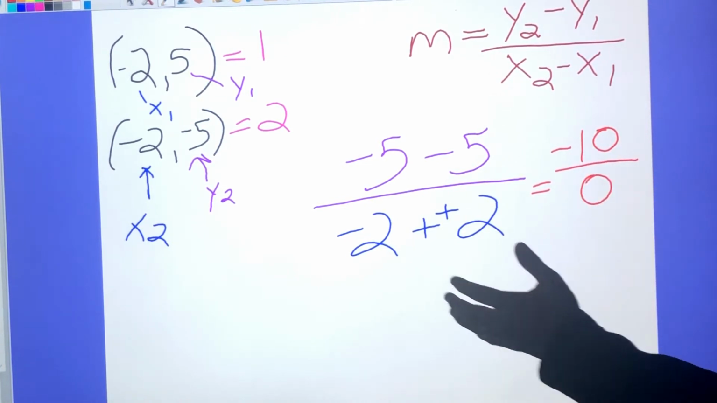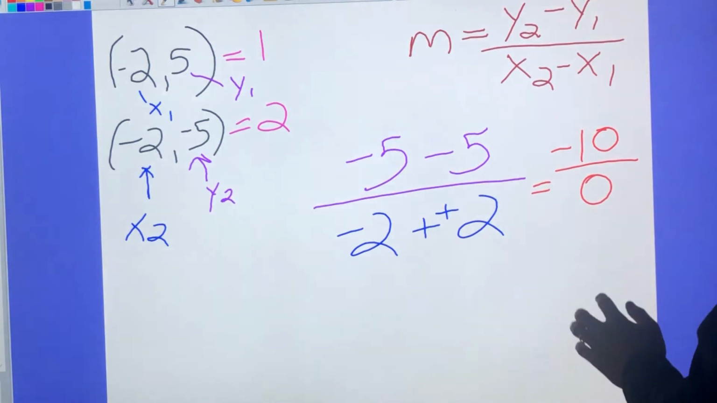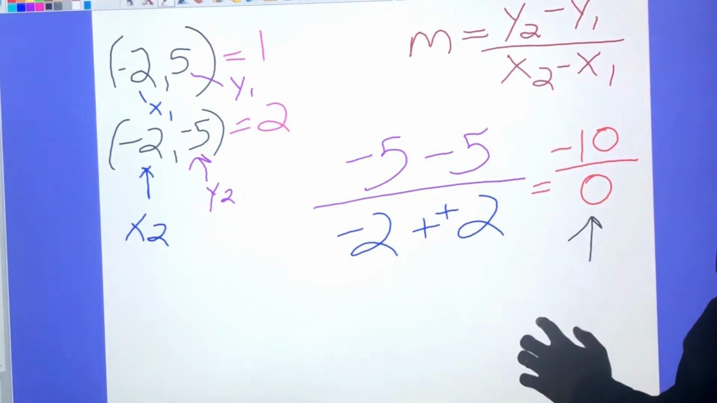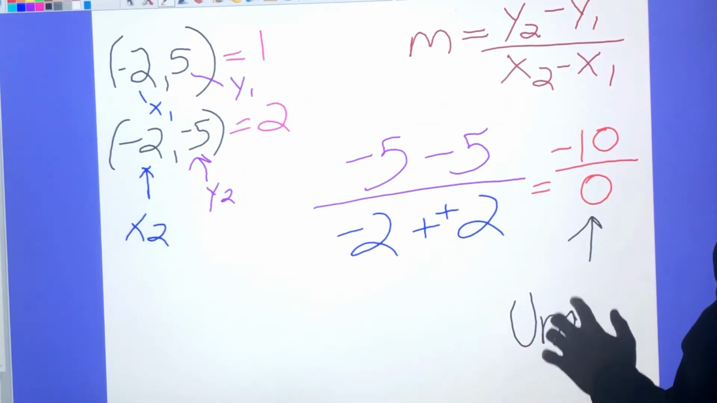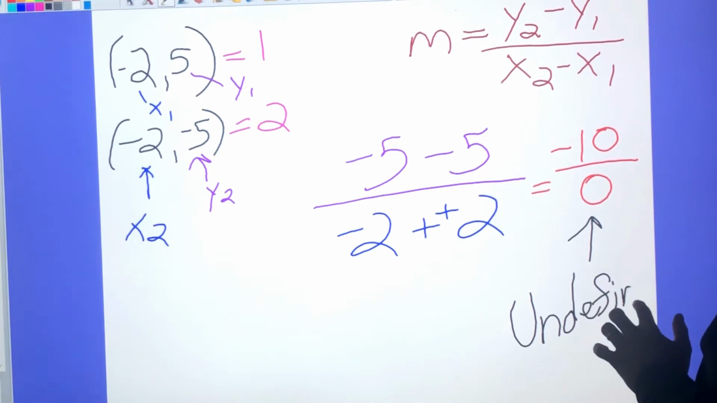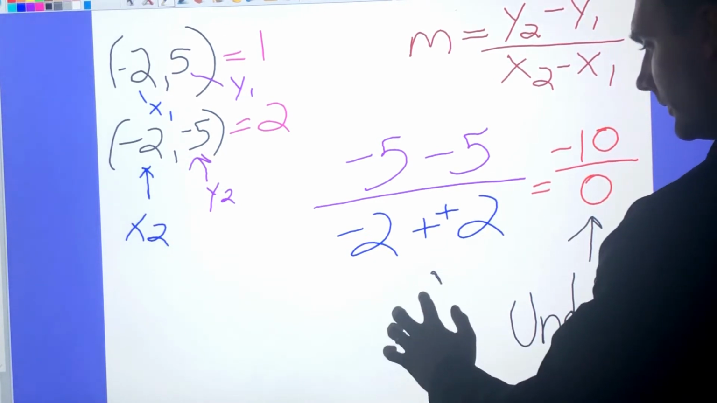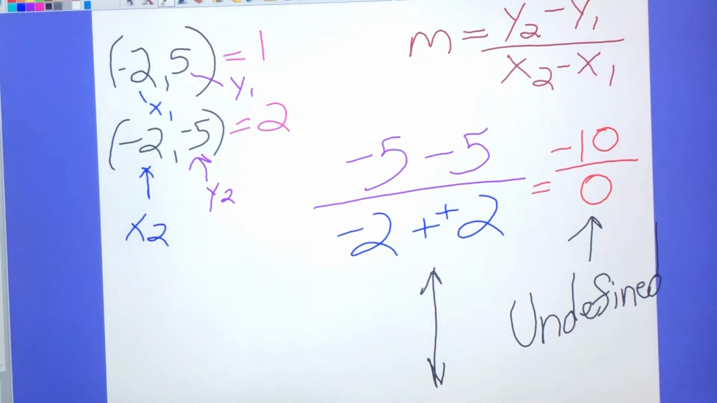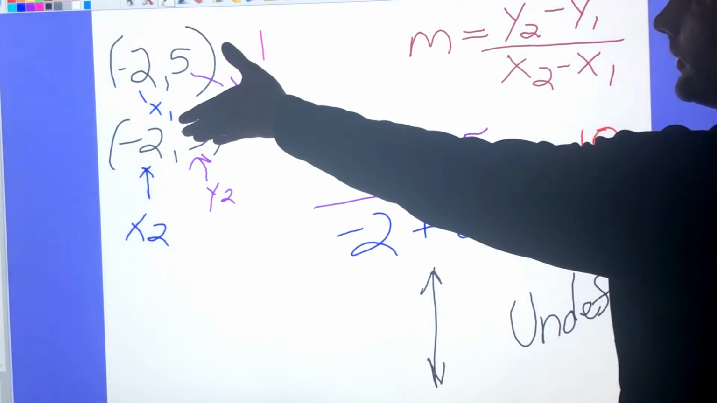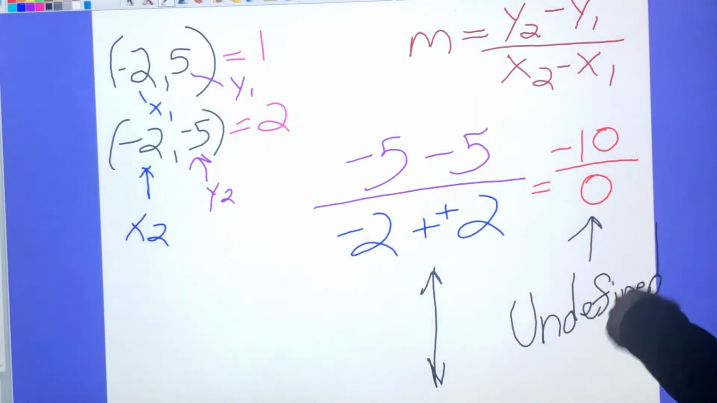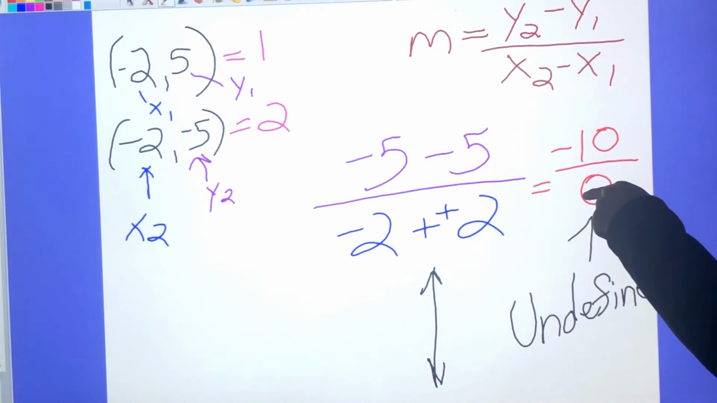Well, it'll give you an error message. That's because you cannot divide anything by 0. So what this really is, is an undefined slope, a slope that goes straight up and down. So when asked for these 2 points, what's the slope? You would say undefined because your denominator is 0.